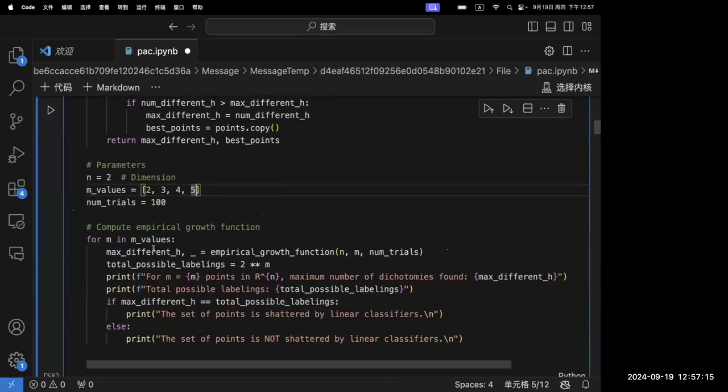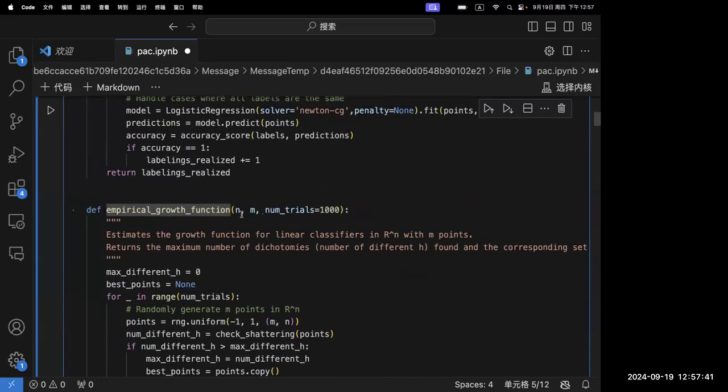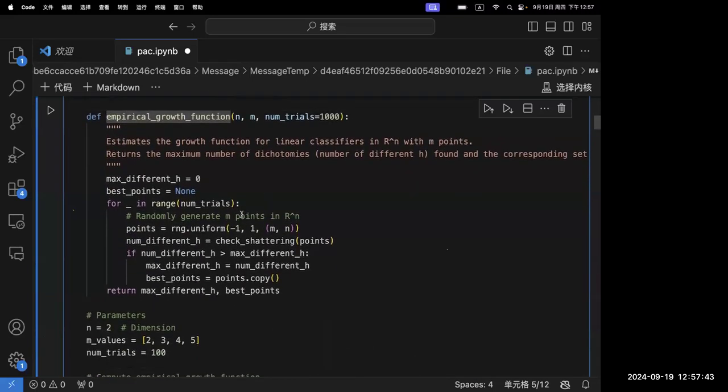Basically, we start by looping over every possible size of the sets. We start with the smallest value, which has only 2 data points. We know that probably most hypothesis classes can shatter these data points, and we will end when there are 5 data points. Okay. So we first define the empirical growth function, which is defined here.